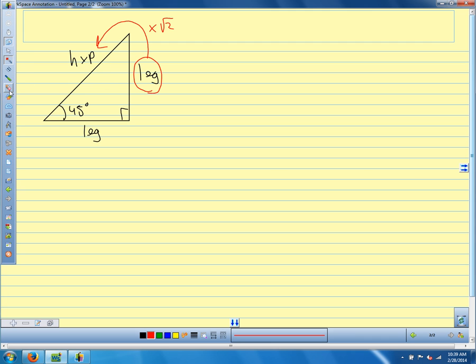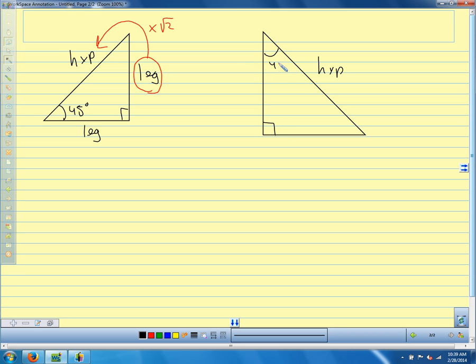If we have the hypotenuse and we want to figure out the leg, so here's our hypotenuse, there's my 45 degree and my 90 degree angle. To go from the hypotenuse, if we know the hypotenuse and we want to figure out the leg, what's the opposite of multiplication? Division. We're going to divide by the square root of 2. That's all we have to do.